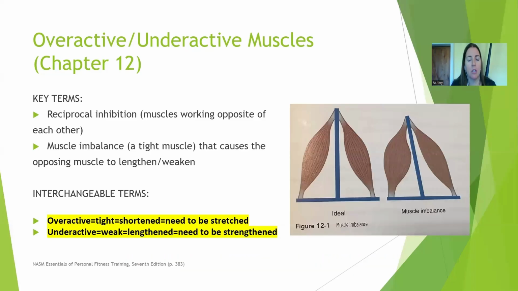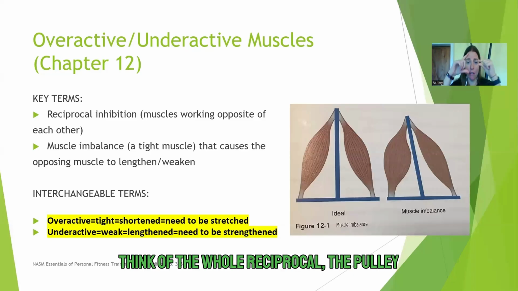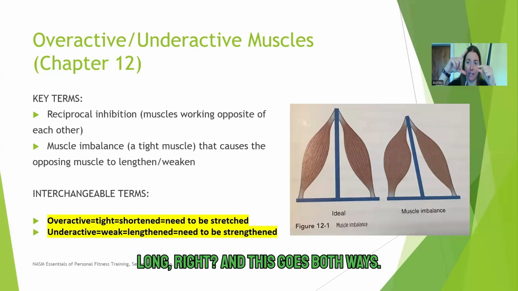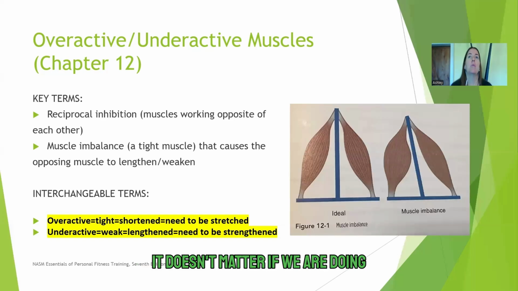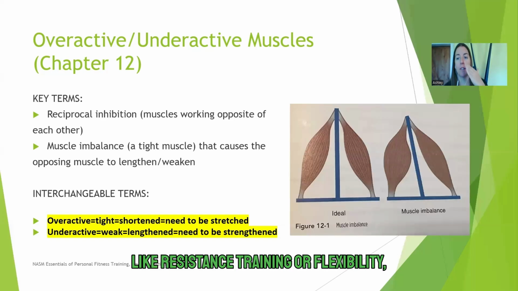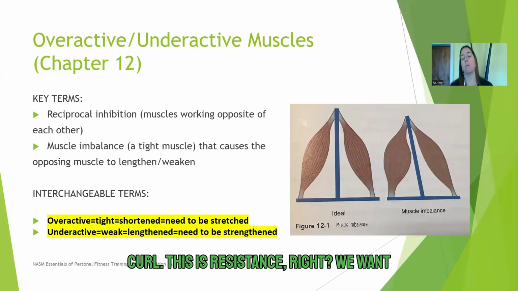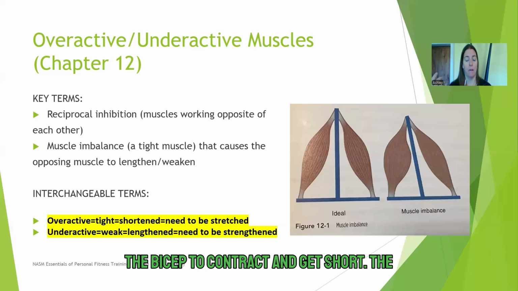Okay. So this, when we think of the whole reciprocal, the pulley thing, one is tight, the other is long, right? And this goes both ways. It doesn't matter if we are doing resistance training or flexibility. Let's say that we're doing a bicep curl. This is resistance, right? We want the bicep to contract and get short. The tricep has to lengthen.